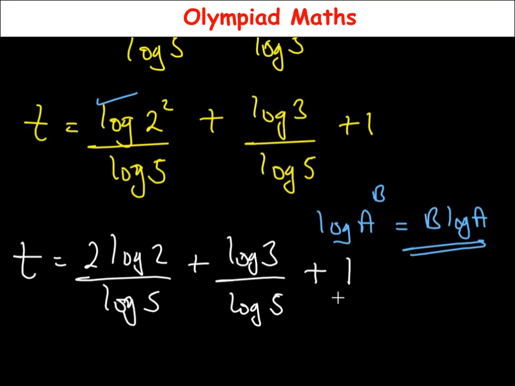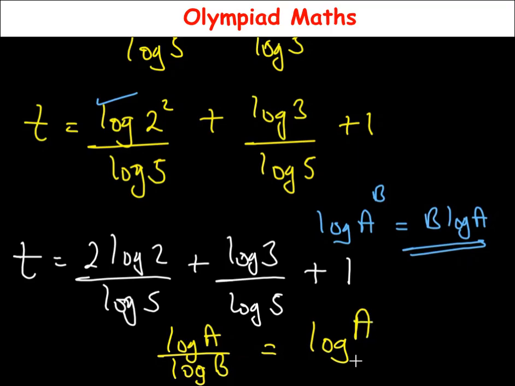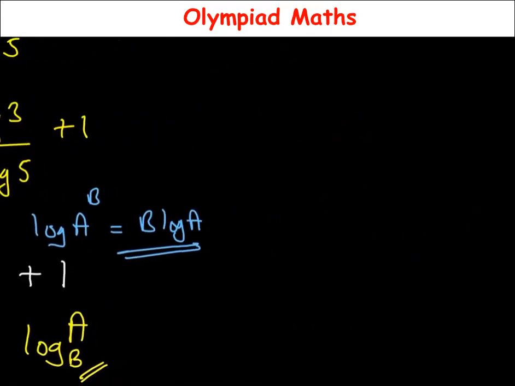You will get the actual value for the solution for t. But this can still be simplified further. We can simplify this by applying this rule, that if you have logarithm of a over log b, this equals logarithm of a base b. So applying this right here and here also, this is then equal to the value of t.